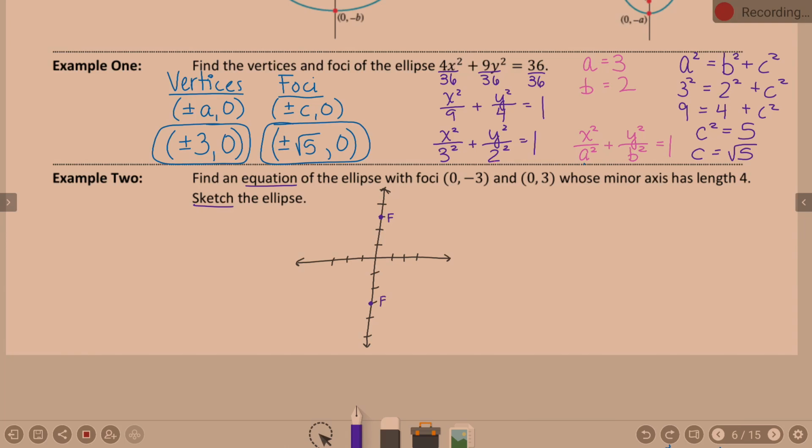And then hear me out, right? The minor axis is 4. Will that just put the other 2 points at 2 and -2 on the x-axis? We'll talk about that in a moment, but yes. I'm not quite ready to go there, but I do agree.